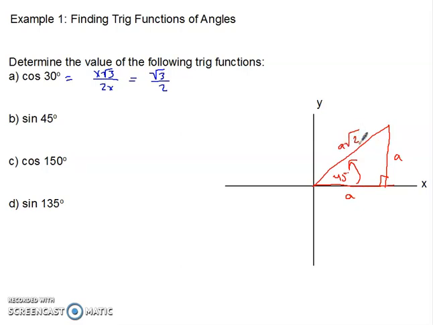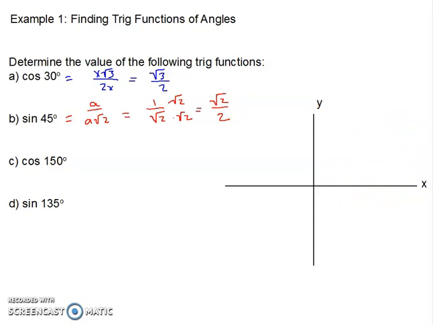I'm using a here to hopefully avoid confusion with the x's. Sine is then opposite, so for 45 degrees, I want the leg opposite, which would be a, over my hypotenuse, which is a times the square root of 2. Reducing, I would get 1 over the square root of 2, and we can rationalize, which is what you're going to see most commonly done here. 1 times the square root of 2 is square root of 2, and then square root of 2 times the square root of 2 is the square root of 4, or just 2.